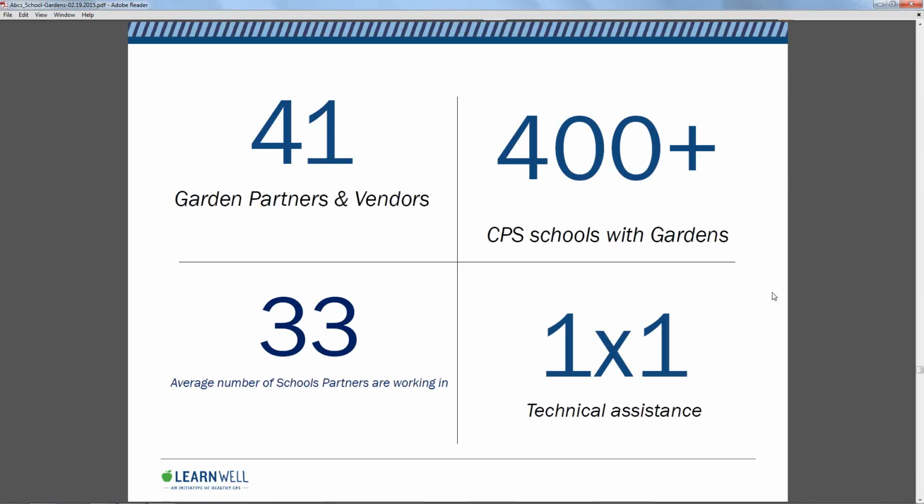So at CPS, being such a large district, so much of our work wouldn't happen without the strong support of our partners. We have 41 official school garden partners and vendors that support the district with our over 400 school gardens. And the average partner is working in 33 schools as of this year. So thanks, Kristen and Open Lands, for nearly doubling that with your efforts. But really what this is about is providing one-on-one technical assistance to schools. We find that the best way to launch the program is to really support them in that initial implementation, to try to be there for the first planting days, for the first harvest days, as much as possible. Next slide.